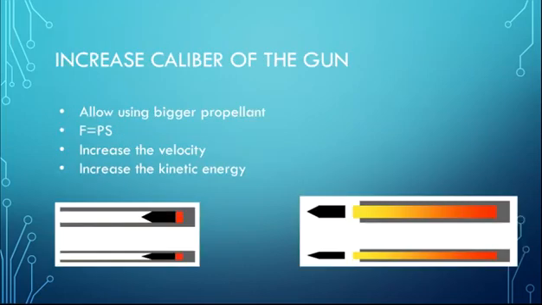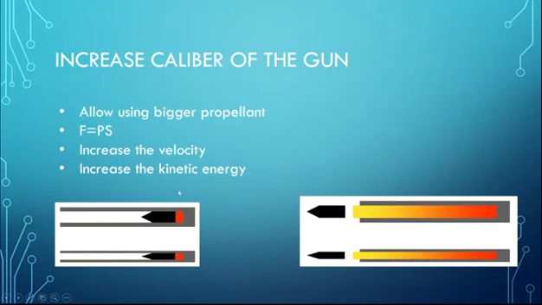So first, increasing the caliber of the gun. People can use a larger propellant, and the formula of the force created by the propellant is equal to P times S, where P is the intensity of pressure and S is the surface area. So when we increase the caliber of the gun, we increase the surface area, which will create a bigger force on the shell. And with the bigger force, the velocity of the shell will also be increased.